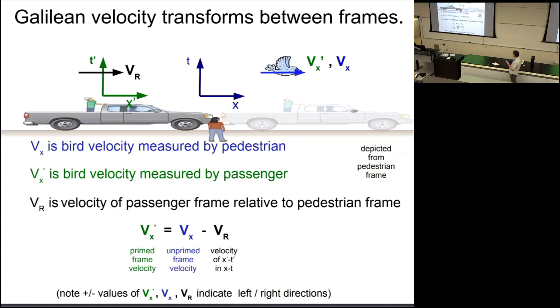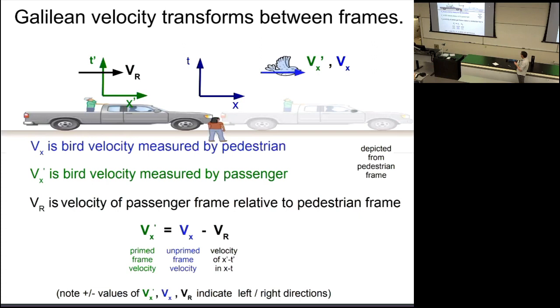And as usual, I've denoted the frames of reference with these little cartoons to represent space and time in the two frames of reference. Again, I can only draw one spatial dimension, I can't draw all three. So here's the reference frame for the pedestrian, horizontally the position, vertically time. Here's the reference frame for the passenger and the driver, horizontally position, vertically time. And I'm using these X and T's and X primes and T primes to label the positions and times in those frames. In addition, I've drawn a little bird.